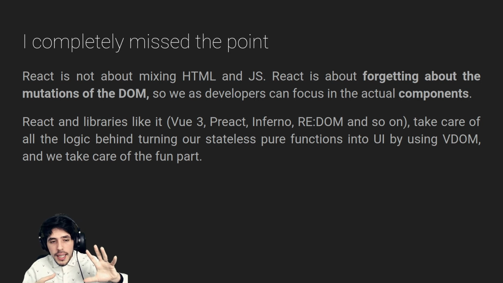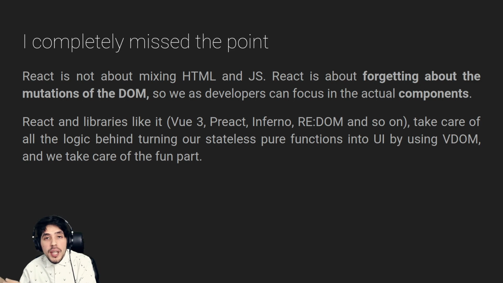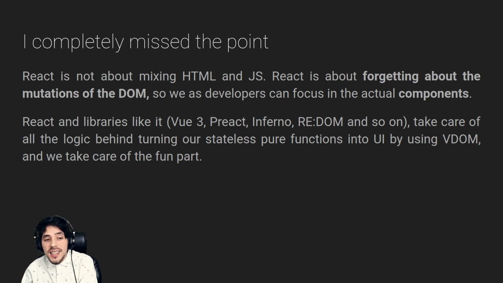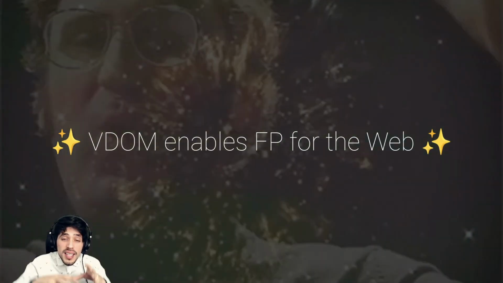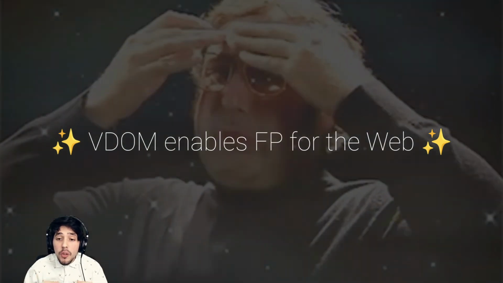So we basically write just functions, pure functions, like the one I showed you just a few minutes ago, and React or Preact or any of these libraries take those functions and take care for us of all the mutations on the UI. So changing, for example, the titles and the images and showing stuff on the screen. React takes care of that, so we can just focus on creating components. So, in short, this VDOM concept, the virtual DOM concept that React brings to the table, enables functional programming for the web.